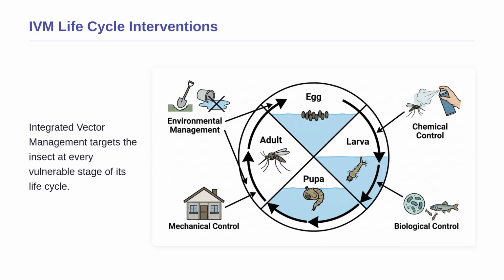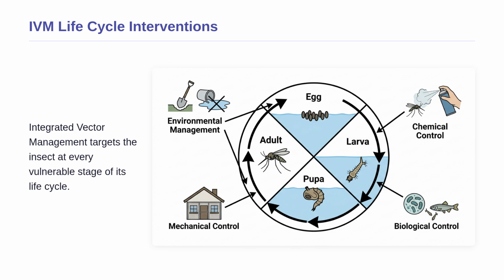Now that we have calculated the efficacy of our tools, let us visualize how they all fit together. This diagram illustrates the integrated vector management approach applied to a mosquito's life cycle. Notice the 4 distinct stages in the center: egg, larva, pupa, and adult. Around the outside, you can see how different strategies target specific vulnerabilities.